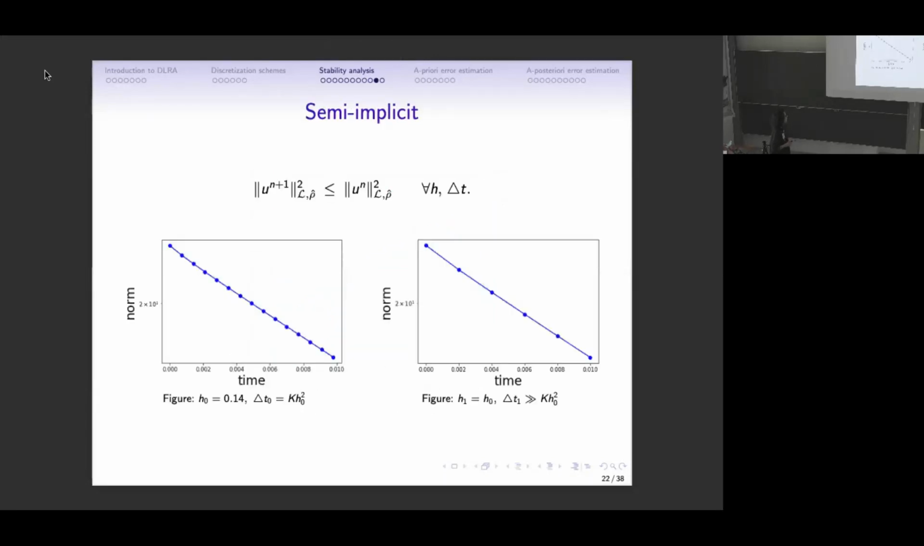For the semi-implicit scheme, we would like to see a decrease of norms for arbitrarily large time steps, and that is what we observed. We tried many time steps, and however large we chose, the norm was always decreasing.